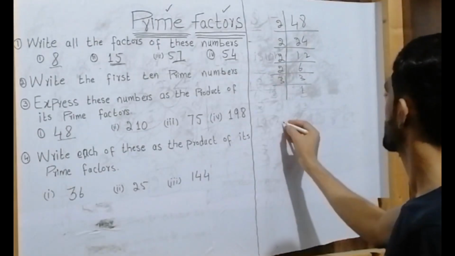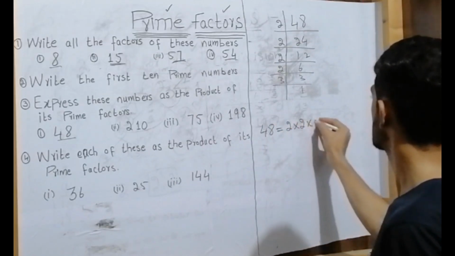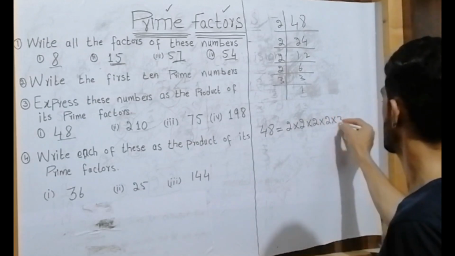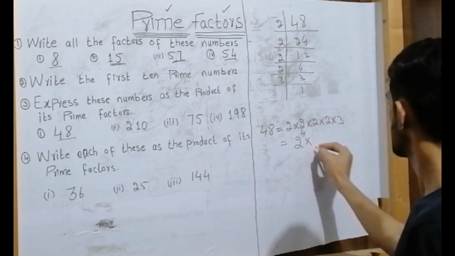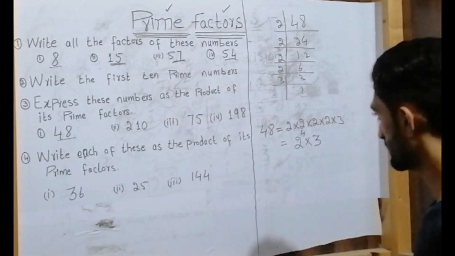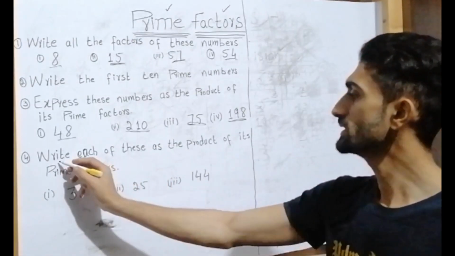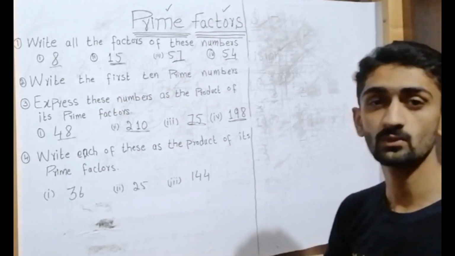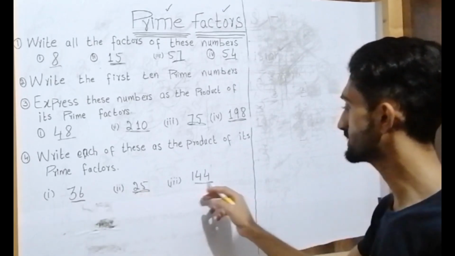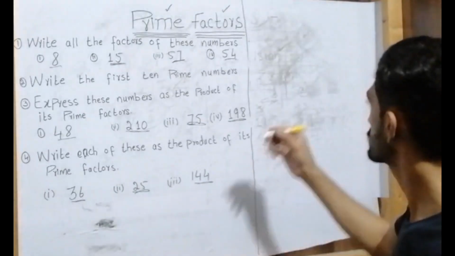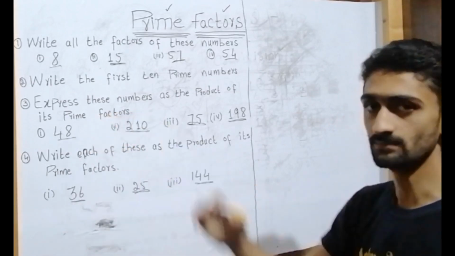Now we have to write it like this: 48 is equal to 2 multiply 2 multiply 2 multiply 2 multiply 3. So isn't it equal to 2 to the power 4 multiply with 3? So if I write it like this, it will be okay and it's the actual answer. Similarly, we are asked to write these numbers as the product of their prime factors. But in this case, the given numbers are complete squares. If you see carefully, the given numbers are complete squares. So you can find the prime factors for these numbers just like the above numbers.